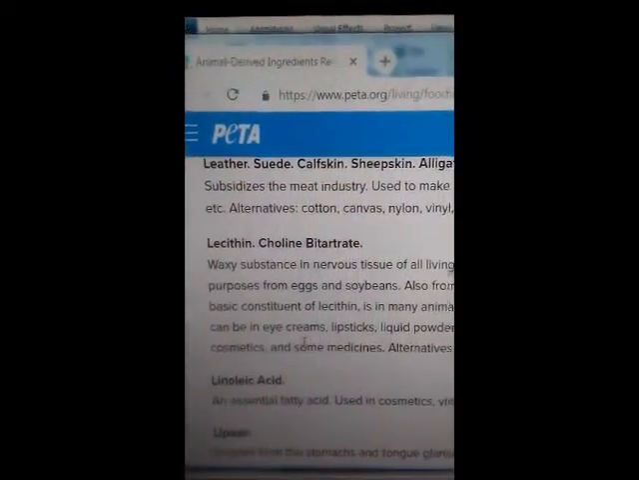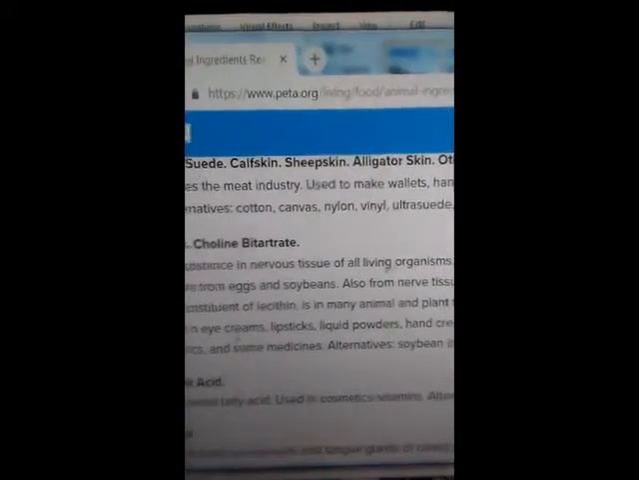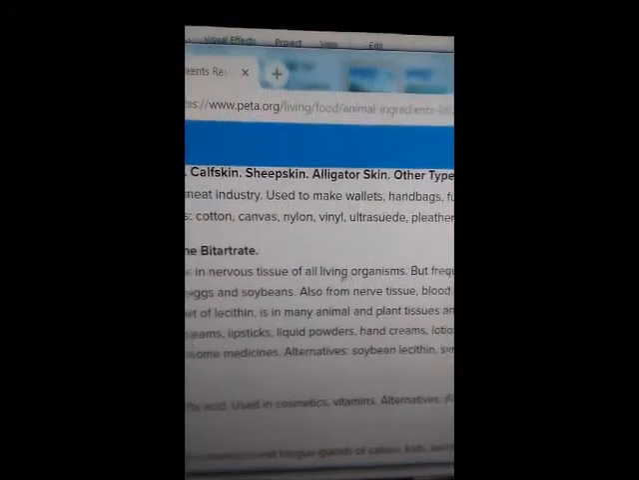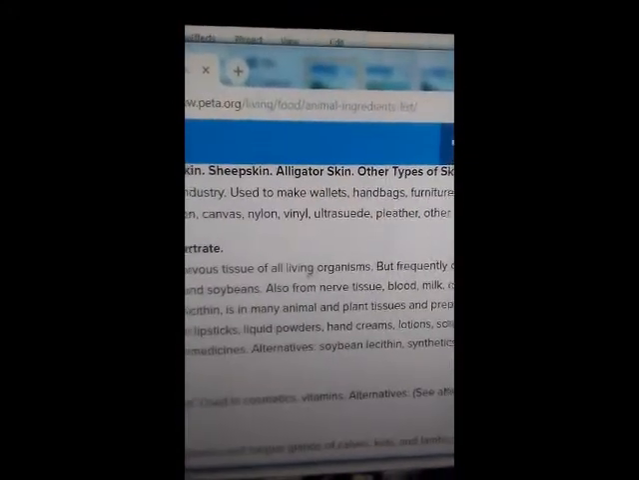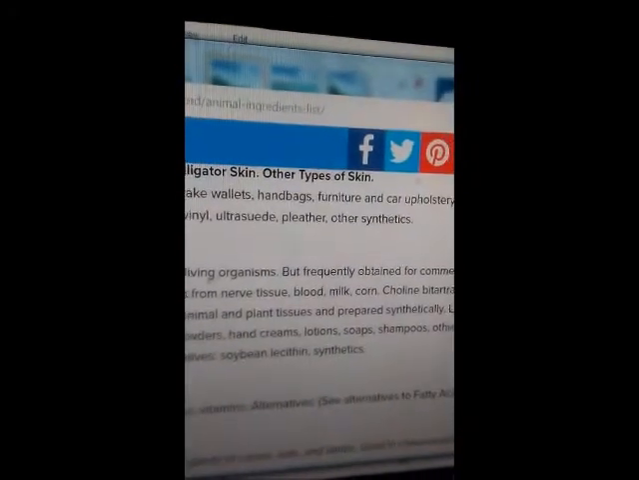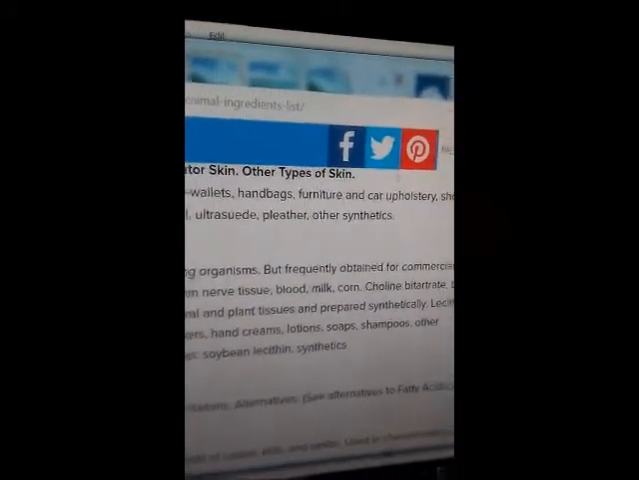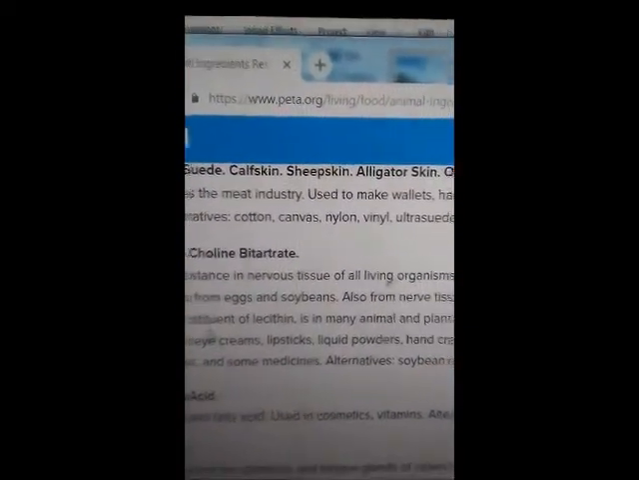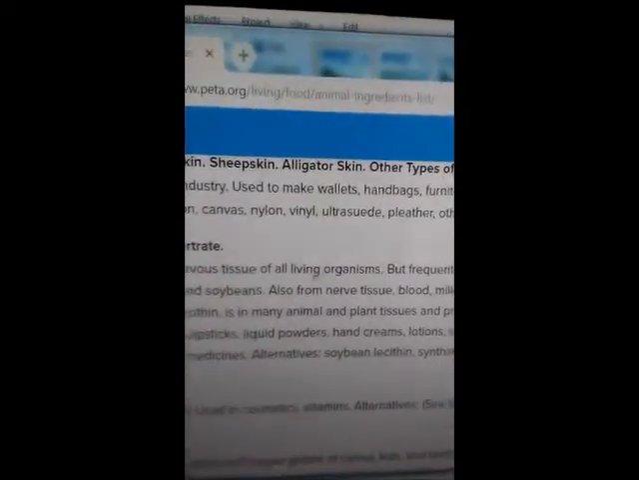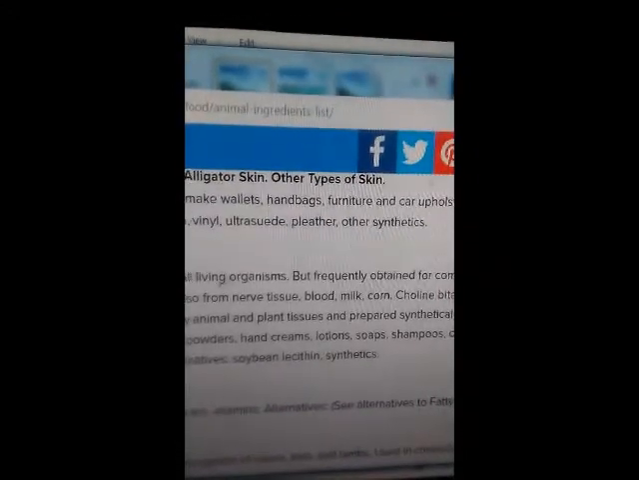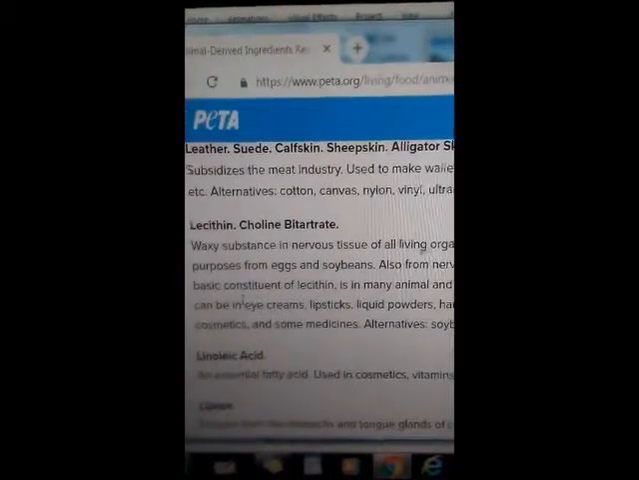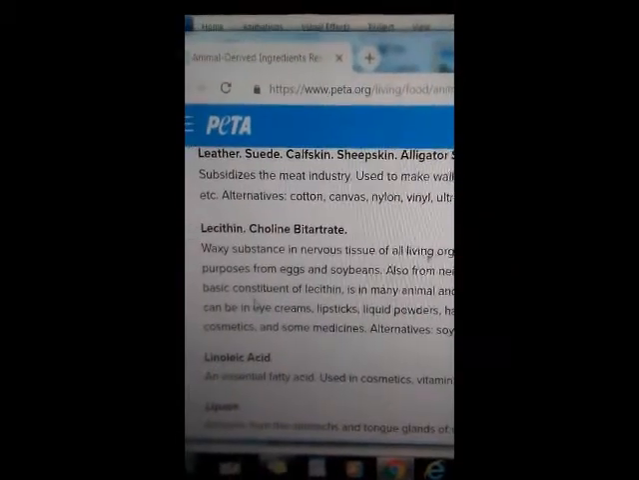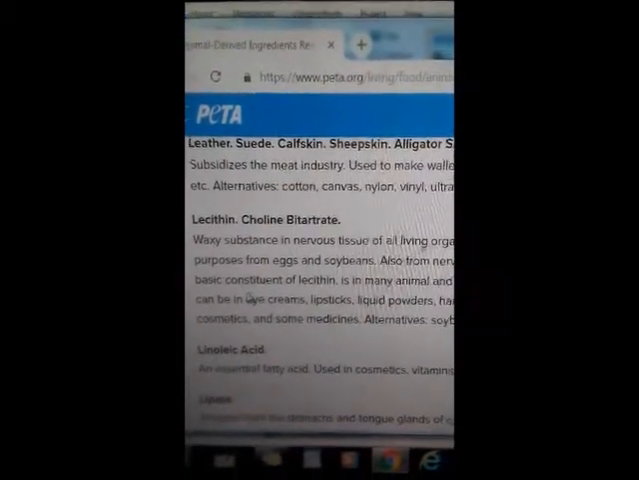It subsidizes the meat industry. Used to make wallets, handbags, furniture, car upholstery, shoes, etc. Alternatives: cotton, canvas, nylon, vinyl, ultra suede, pleather, other synthetics. All right, and we're not talking about the calf skin or the sheep skin. We're talking about other stuff.